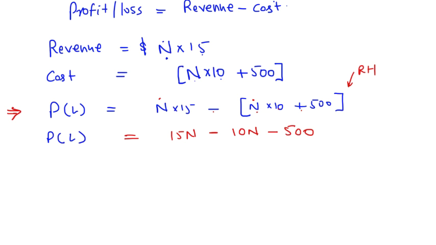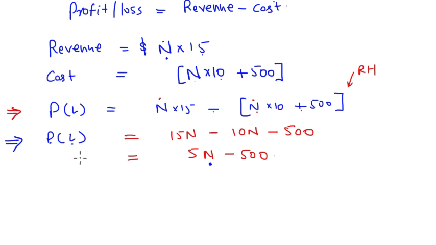Okay. And I can further simplify the right hand side of this equation because I see that there are two like variables. I have 15 of n and I have negative 10 of n. So this will give me 5n and then this will be negative 500 as it is. Okay. So now you have a simple equation that you need to solve. And what we are solving it for is we have to find that value of n for which the loss will not be there, but we are not saying that we want to make any profit. We simply want to avoid any loss.